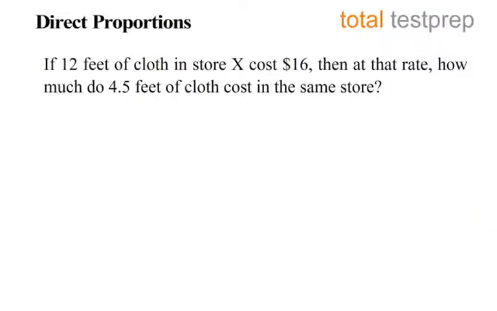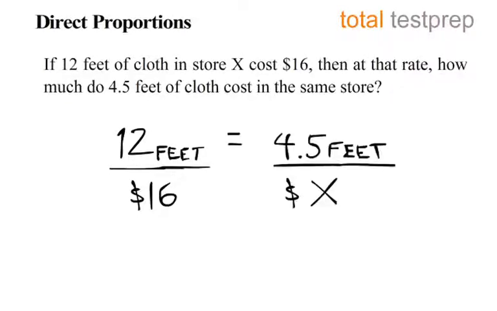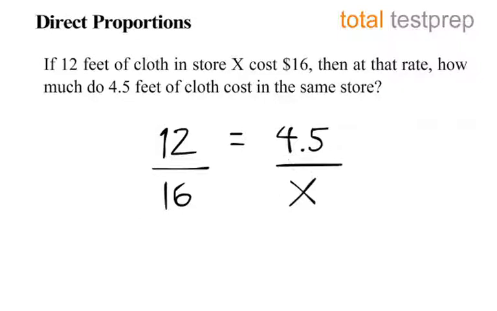Let's try it again in a different question. So if 12 feet of cloth in store X costs $16, then at that rate, how much do 4.5 feet of cloth cost in the same store? We'll set up a proportion. 12 feet for $16 is equal to 4.5 feet for an unknown amount of dollars, for x dollars. So 12 over 16 is equal to 4.5 over x.